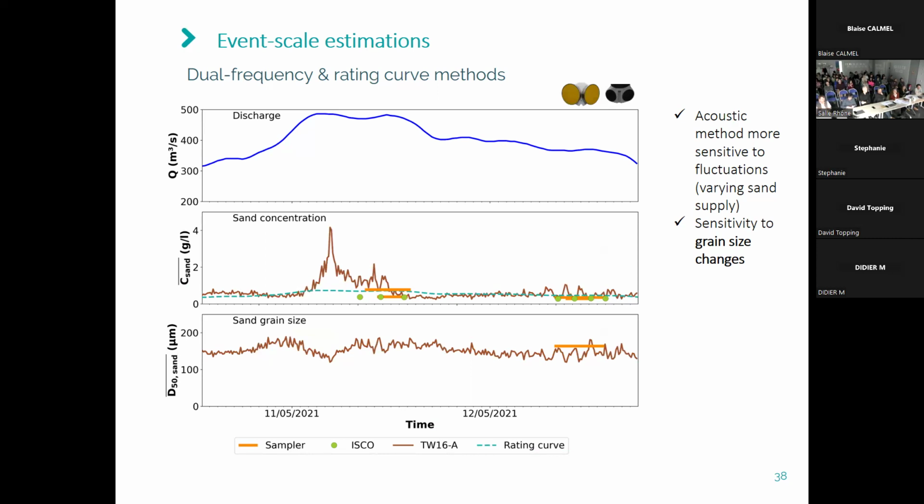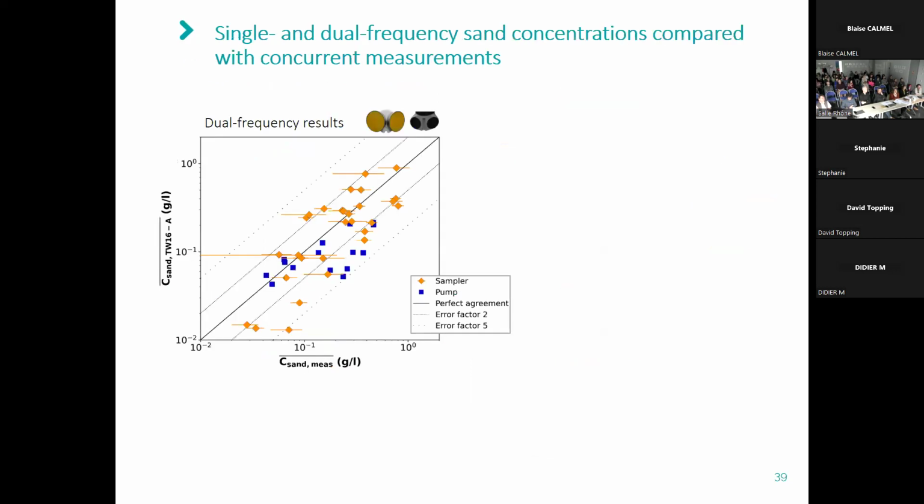So we can still see that there is a reaction on the sensitivity of our dual frequency acoustic method to the grain size changes. I then compared the acoustically estimated sand concentration by the dual frequency here compared to our sand concentration determined by the measurements.